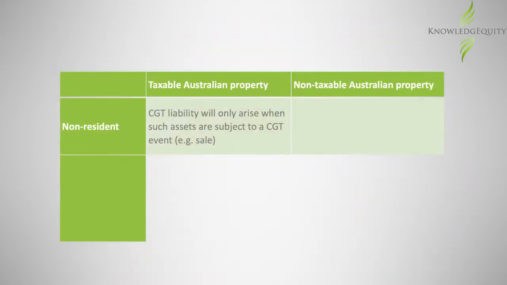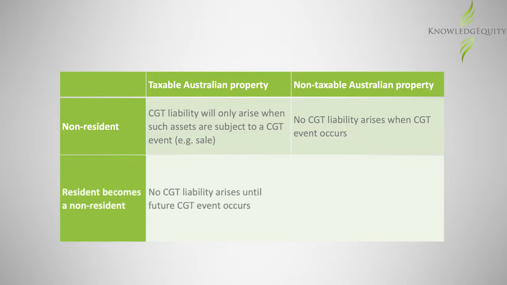To recap, if a non-resident holds taxable Australian property, such as a house in Sydney, a CGT liability will only arise when such assets are subject to a CGT event. If a non-resident holds non-taxable Australian property, such as a small holding of listed shares, no CGT liability will arise. If a resident becomes a non-resident and holds taxable Australian property, such as a house in Sydney, no CGT liability arises until the time that a future CGT event occurs to the asset.